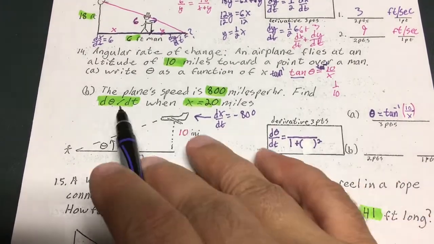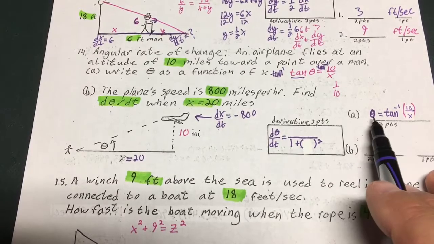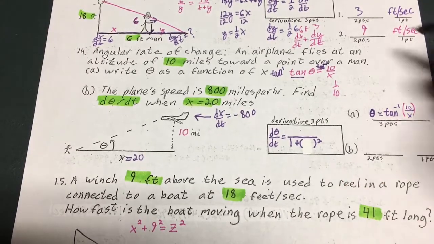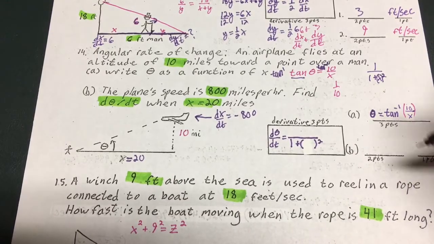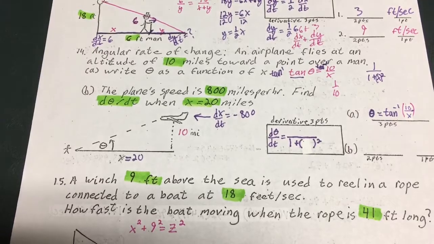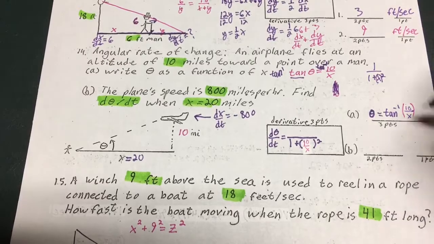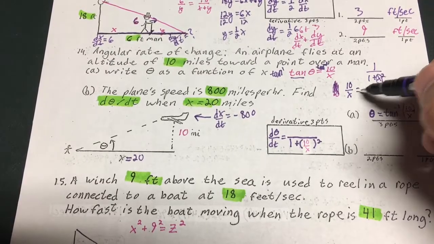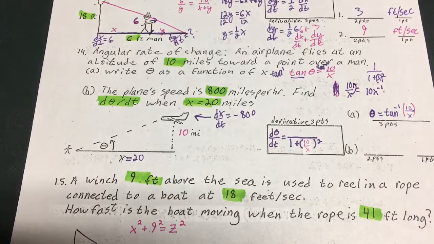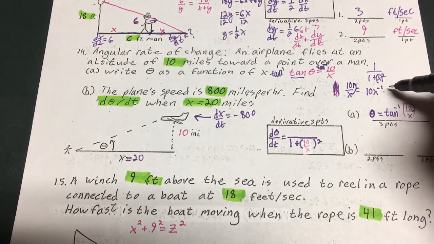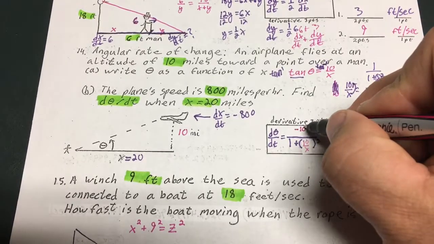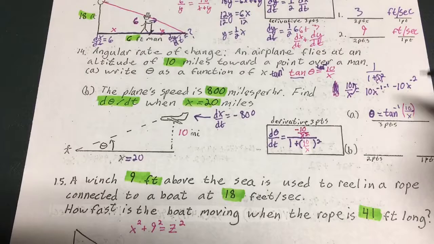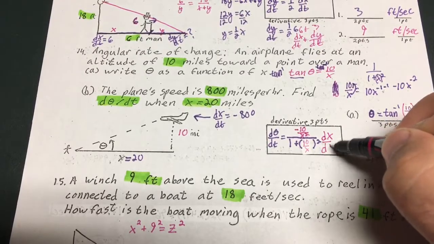Now for this part, I want to find the derivative, d theta dt. The derivative of arctan is 1 over 1 plus x squared, but I have to use the chain rule because it's not just an x there. So that 10 over x goes inside the parentheses. Now I have to find the derivative of 10 over x. I rewrite that as 10x to the negative 1, and the power rule gives me negative 10x to the negative 2. Sending that back downstairs, the top gives me negative 10 over x squared. I can't forget to multiply by dx dt.